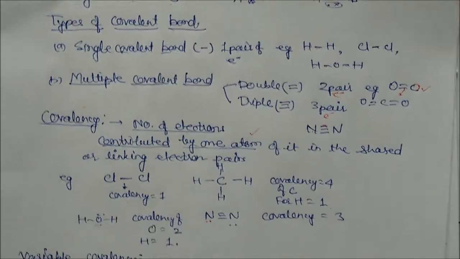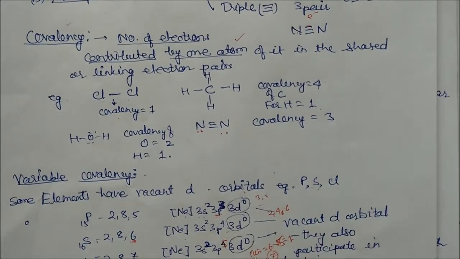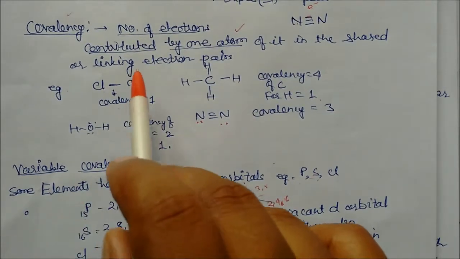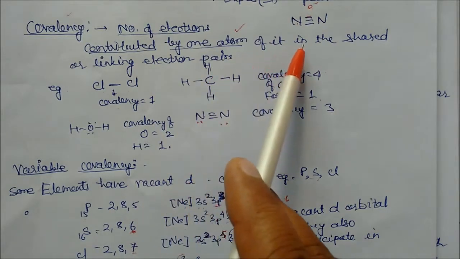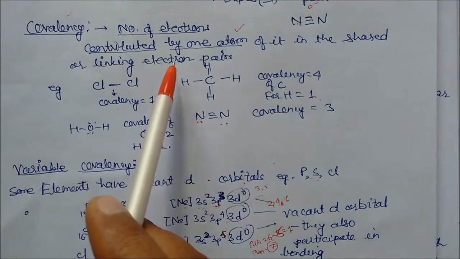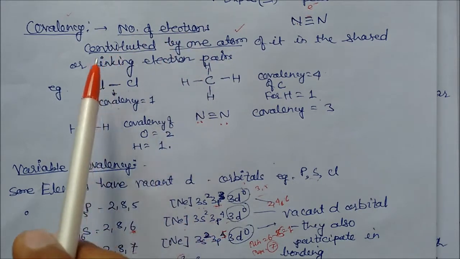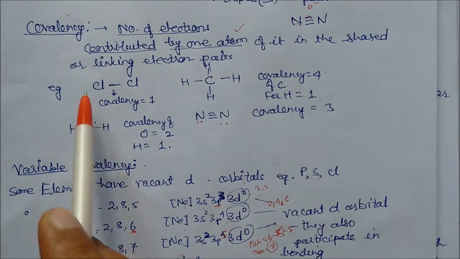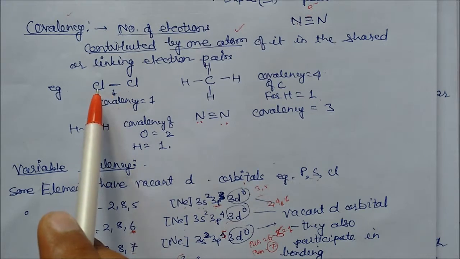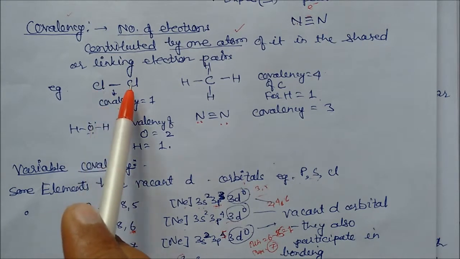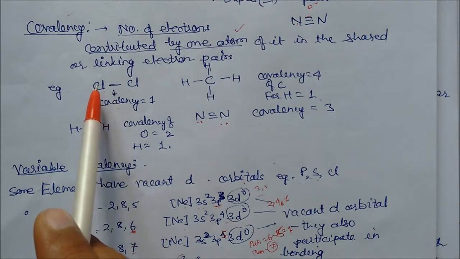Now next is covalency. So what is covalency? Covalency is the number of electrons contributed by one atom in a shared or linking electron pair. So whatever number of electrons one atom shares is called its covalency. Here in chlorine, one electron is shared by this chlorine and one electron by this chlorine. So the covalency of chlorine will be one.